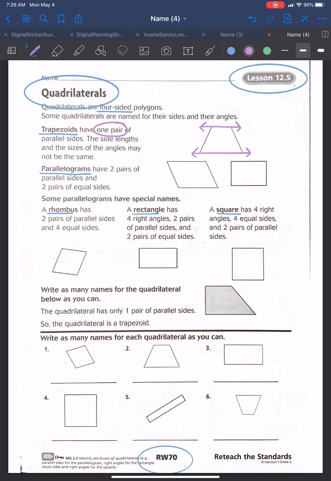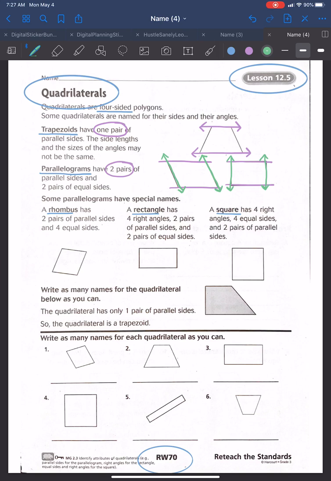Parallelograms. Parallelograms are a type of quadrilateral that has two pairs of parallel sides. Here's one pair. And here's the other pair. Even though these ones have that slant to them, they are still parallel. They will never touch. And then my rectangle. Parallel sides that will never touch. Parallelograms have two pairs of parallel sides.